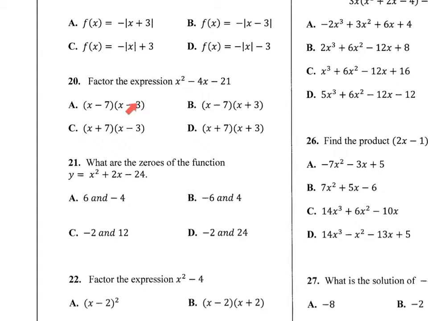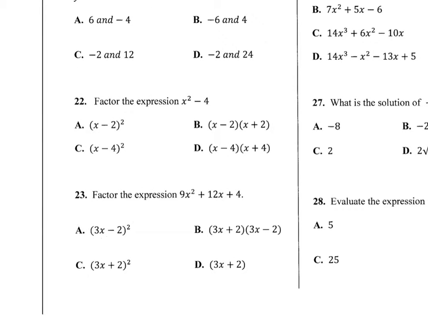So you could re-multiply these together and see if you get this for an answer. That's one way of doing it. You'd have to do each one, but it's a good way to help figure it out. Or if you know your multiplication facts really well, what two numbers multiply to give you a negative 21, but also combine to give you a negative 4? Number 21, we just put this in your calculator and find where it crosses the x-axis. On number 22, again, you're going to factor. So which of these, if you multiply them together, gives you x squared minus 4?